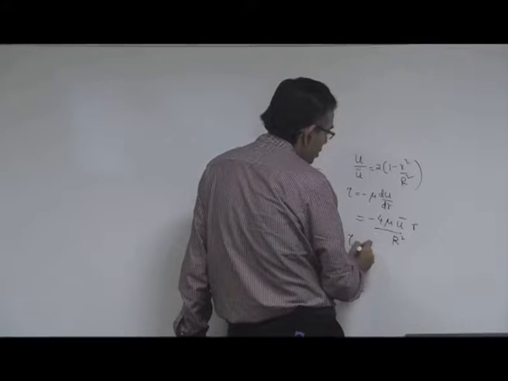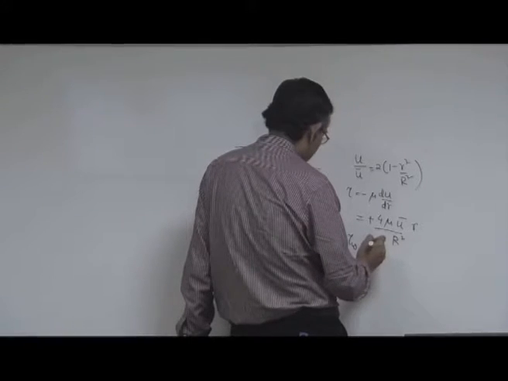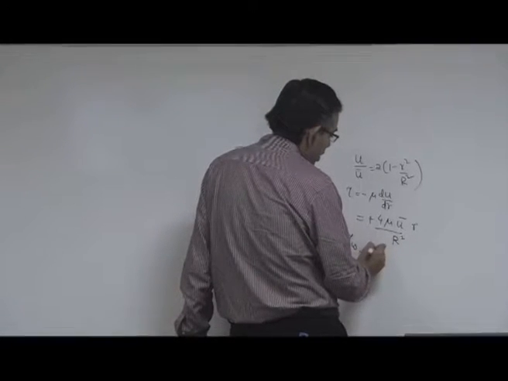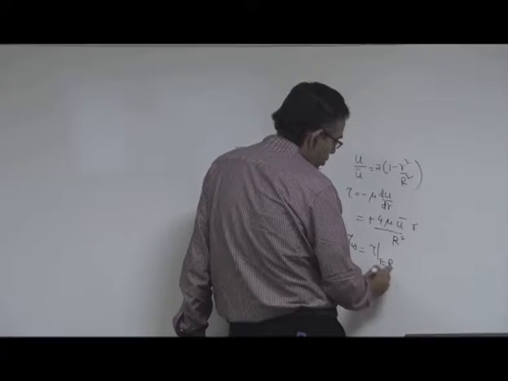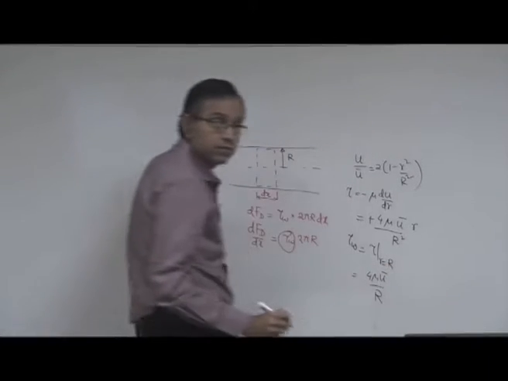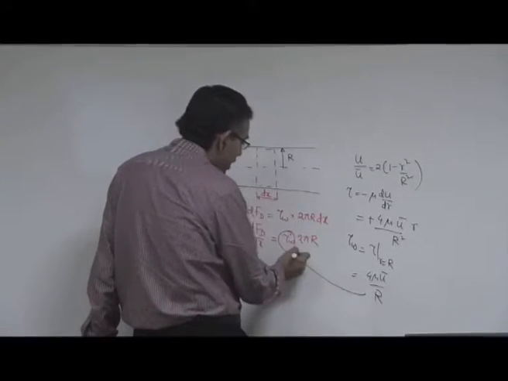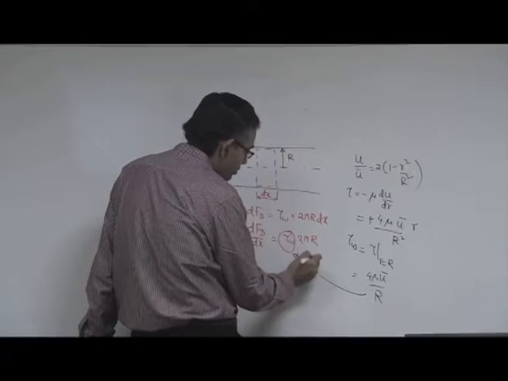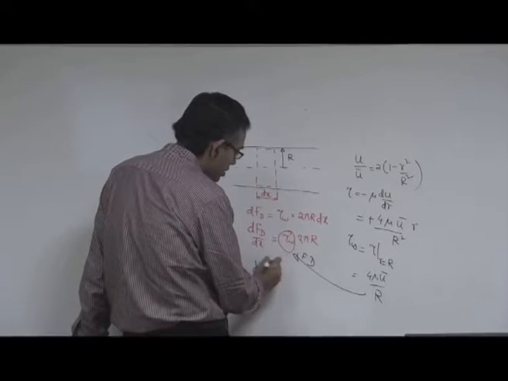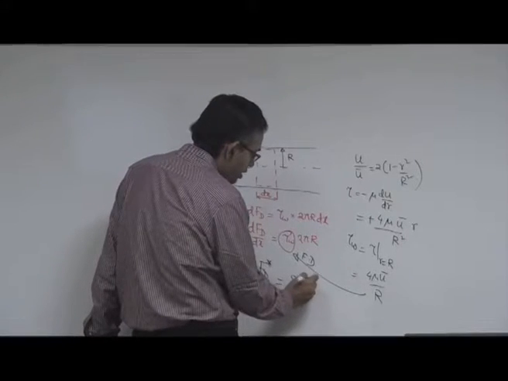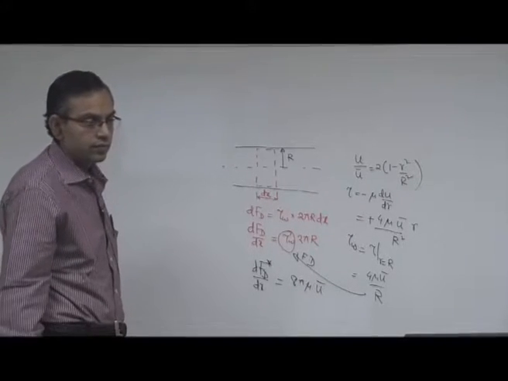So, tau wall, this minus becomes plus. Tau wall is tau at small r equal to capital R. This is equal to 4 mu u average by R. So, if you substitute that here, then it is fully developed. So, in that case, dFd by dx is equal to 8 pi mu u average, right.